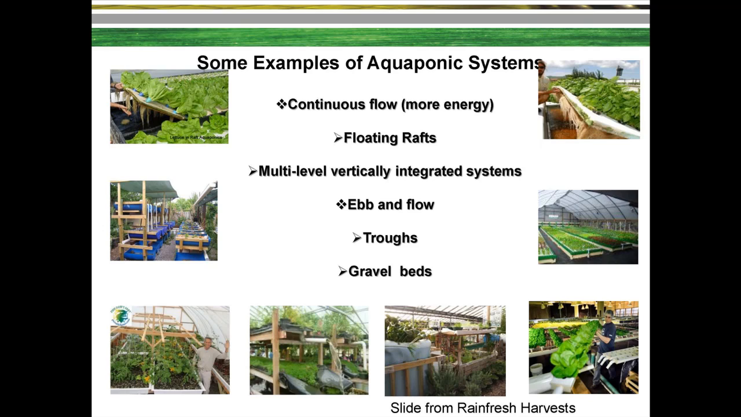But there's a floating raft system similar to what we've got out back there. Continuous flow, multi-level, vertically integrated system, ebb and flow, troughs, gravel beds, all different types of farmer engineered ways.